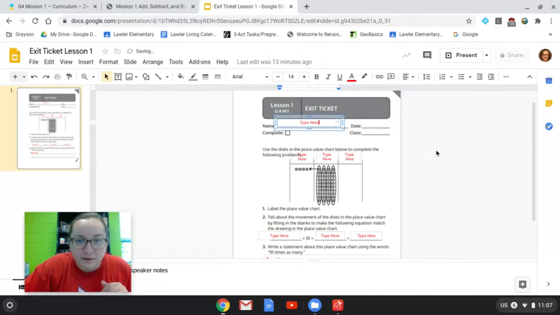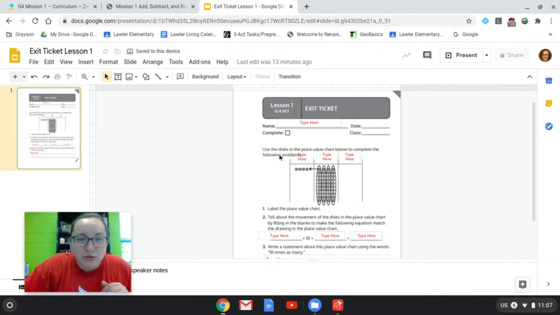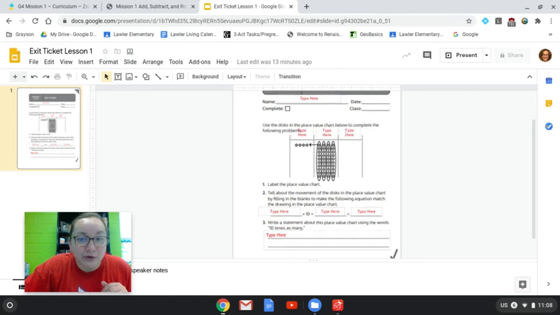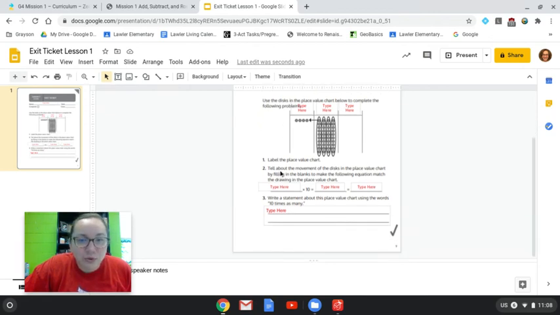Okay. Now, it says use the disk in the place value chart below to complete the following problem. So what you're going to do, everywhere it says type here, that's what you're going to type. So on this place value chart, you're going to start right here, and you'll start with, I'm not going to tell you the answer. Hopefully you already know it. So you'll go through here, okay? You'll put this in there. And then what you're going to do is label the place value chart. That's what you're going to do here.